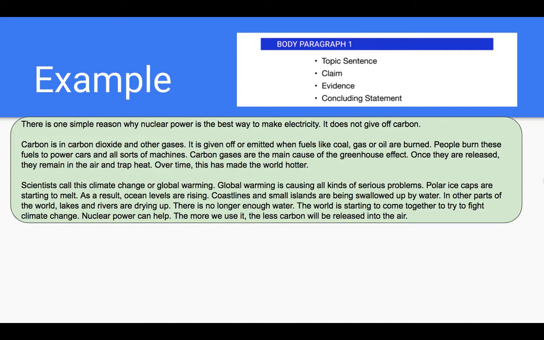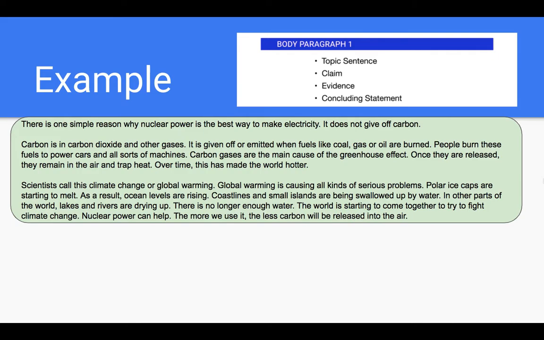There's one simple reason why nuclear power is the best way to make electricity. It does not give off carbon. Carbon is in carbon dioxide and in other gases. It's given off or emitted when fuels like coal or gas or oil are burned. People burn these fuels to power cars and all sorts of machines. Carbon gases are the main cause of the greenhouse effect. Once they're released, they remain in the air and trap heat.